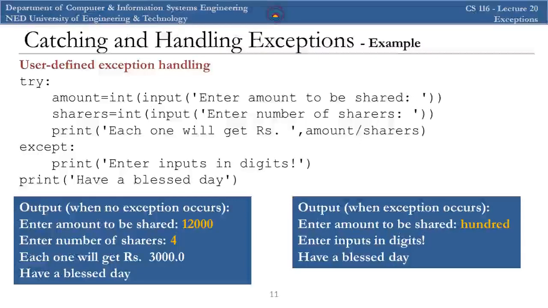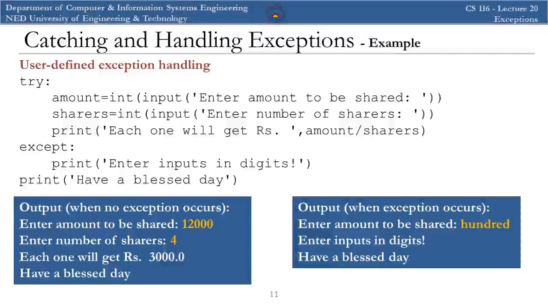So up till now we discussed just one type of error, that is the value error. That means the user is entering something which is not an integer. But some other kind of error can also occur in this code. For example, this code is performing a division, amount divided by sharer. So what can happen if the user enters 0 as the number of sharers? This can also raise a zero division error, right?